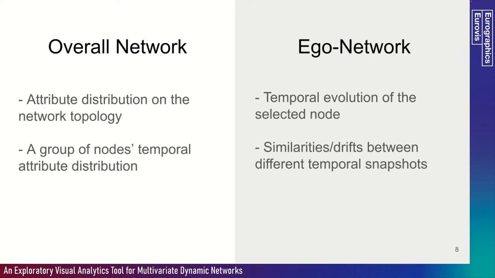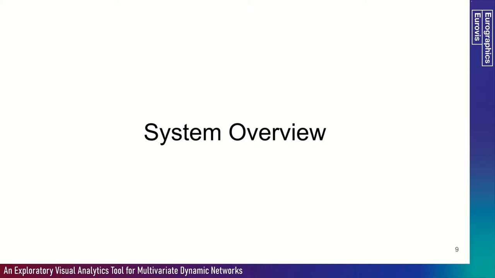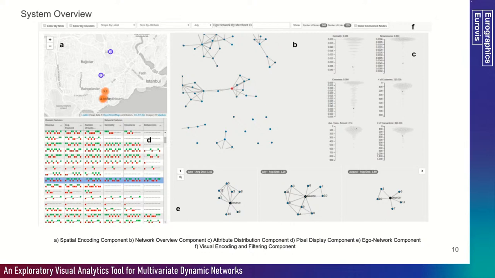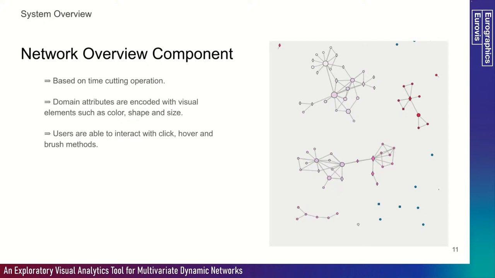Next, I'm going to talk about the proposed exploratory tool. Here, the figure displays the developed tool with its components. Each component in the tool serves towards a particular objective. Network overview component serves as the main component of the tool. A temporal snapshot of the network is displayed as a node link layout. A temporal snapshot of the network allows the users to focus on the dynamics of the current time step.